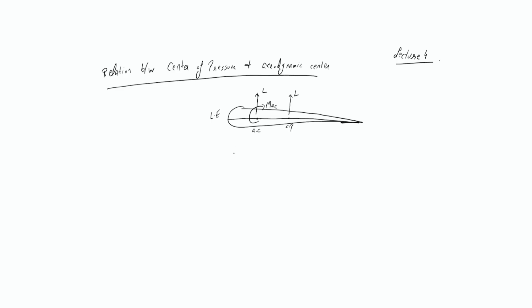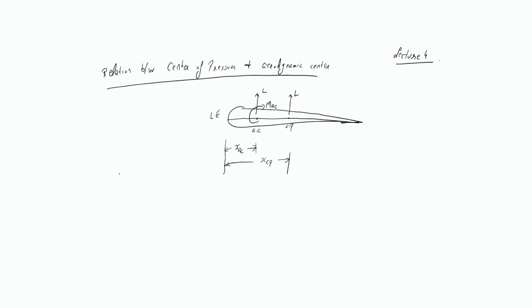So this aerodynamic center is at a location XAC from the leading edge, and the center of pressure is at a location XCP from the leading edge, always from the leading edge. Alright, so please do not get confused. We always measure from the leading edge only.